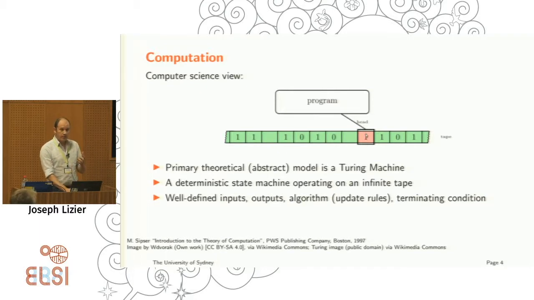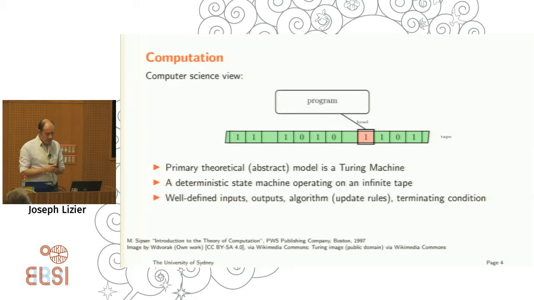It will use what it reads on the tape in conjunction with an internal state and what its rules tell it to do to decide how to change its internal state, whether or not to write something to the tape and what to write, and then where to move that head. So it's a system that has very well-defined inputs, well-defined outputs. There's an algorithm in the program or the update rules there, and we have terminating conditions as well. At some point, the machine will read a value, and depending on its current state, maybe decide to terminate and stop. So that's apparently computation.